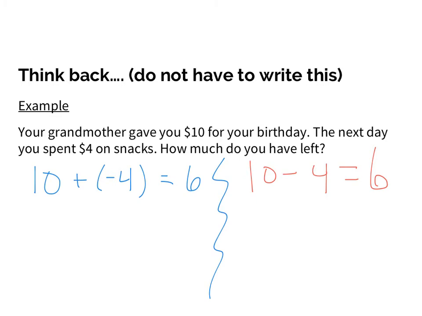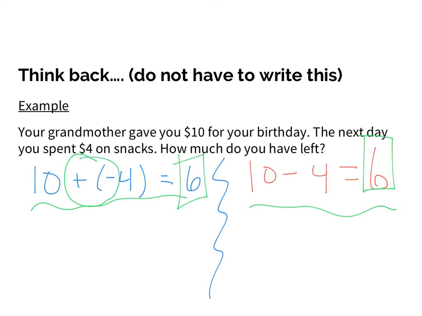So on the next slide, I'm going to show you exactly how we get from subtraction to addition. But I just wanted to point out that these two sentences, 10 plus -4 equals 6, and 10 minus 4 equals 6, give us the same value. So think for a minute. Why do you think that is? How is adding a negative number the same as just subtracting a positive number?